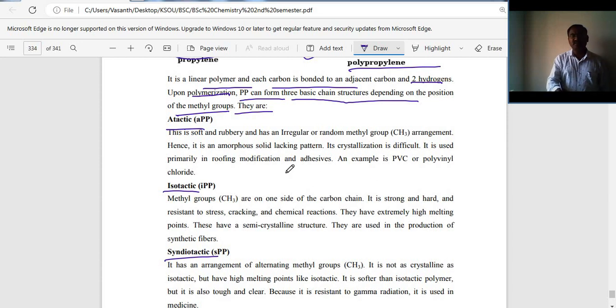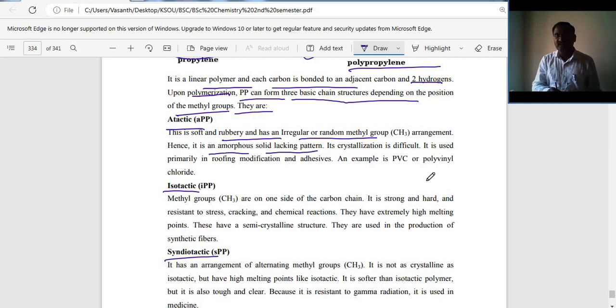Atactic is soft and rubbery and has an irregular or random methyl group arrangement, hence it is an amorphous solid lacking a pattern. Its crystallization is difficult. It is used primarily in roofing modifications and adhesives.